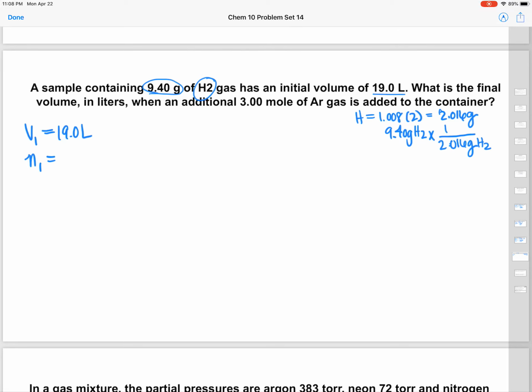H2 in every 1 mole. Okay, so these are going to cross out, and the answer you're going to get is 4.66 moles of H2. So that's going to be your N1, your initial value.